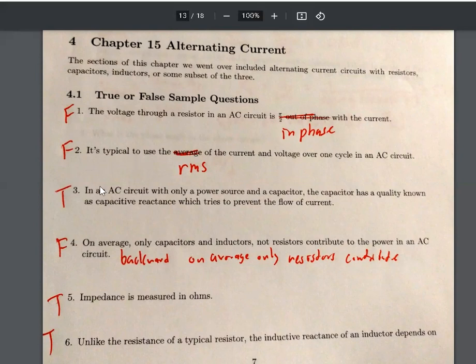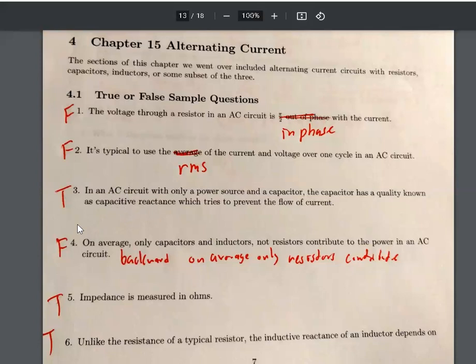All right, so in an AC circuit with only a power source and a capacitor, the capacitor has a quality known as capacitive reactance, which tries to prevent the flow of current. That is true. Even if you don't have a resistor, if you have 0 resistance in your circuit, if you have just a capacitor or just an inductor, you still have a finite current, which means there must be something that's acting like a resistance. So for a capacitor, it's capacitive reactance. And for an inductor, it's inductive reactance.